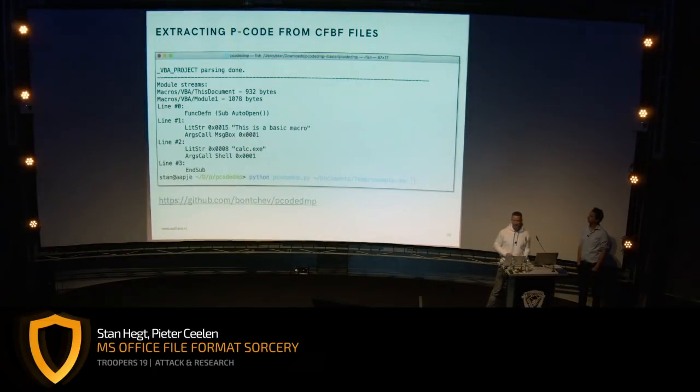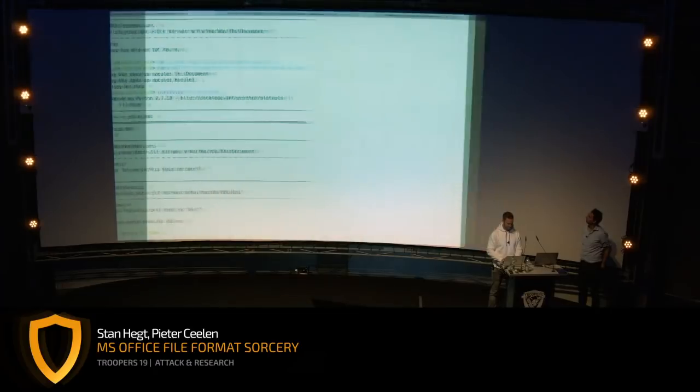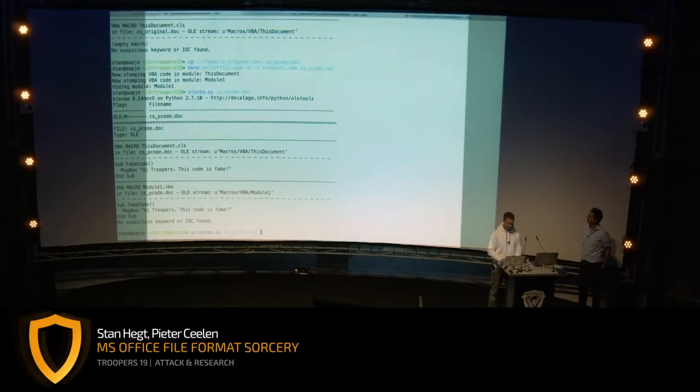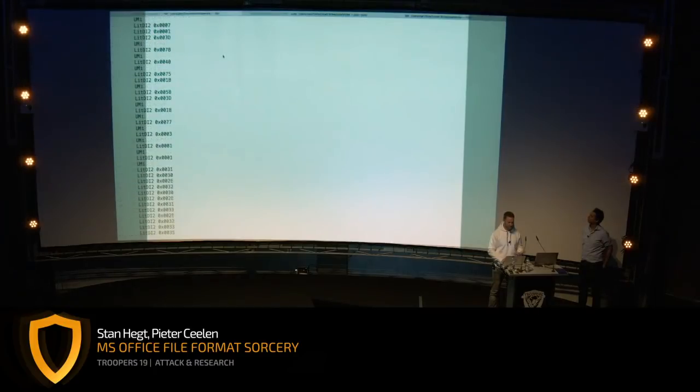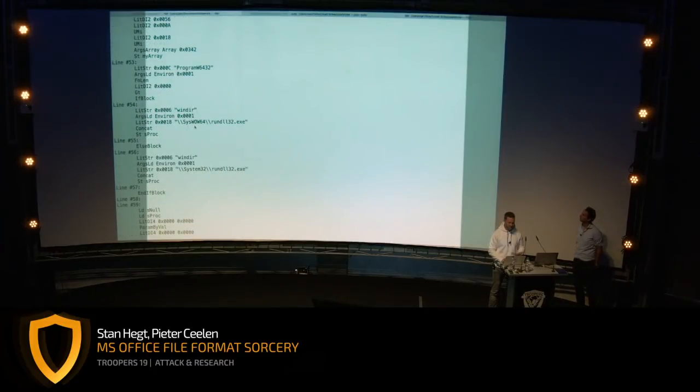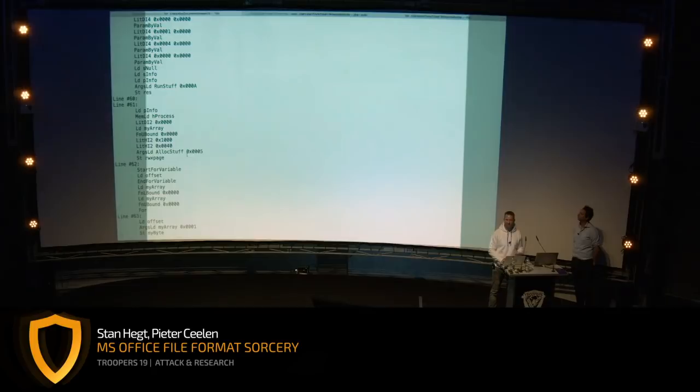So how can we extract P code from files? There's a tool called pcodedump, which is from Dr. Bontchev, and I'll just demo it here, pcodedump on this file. And then pcodedump is still able to actually parse the P code, and we can see here what kind of malicious actions it is doing.